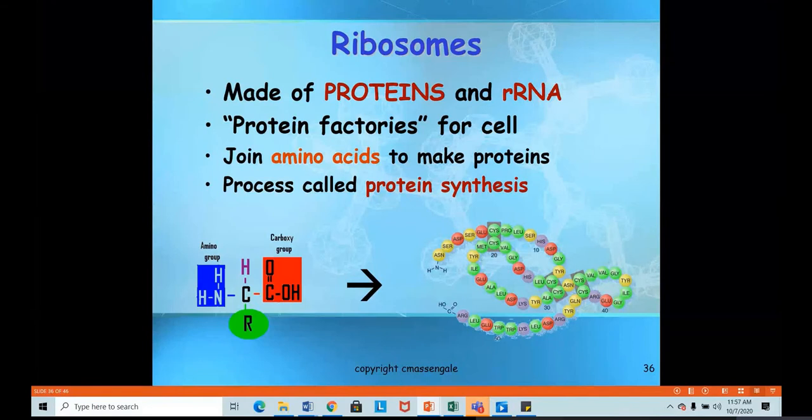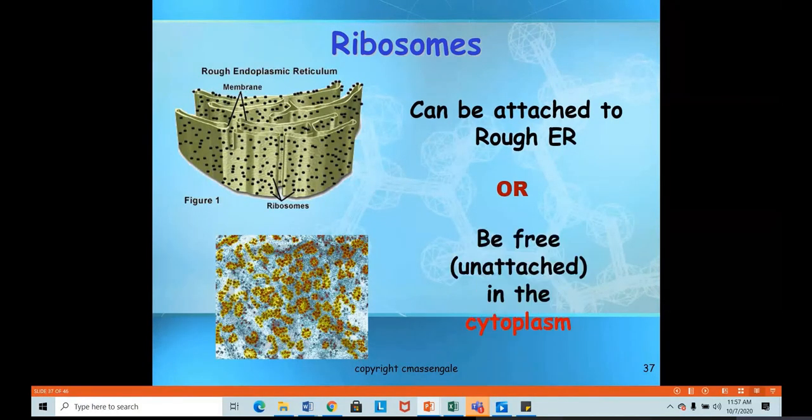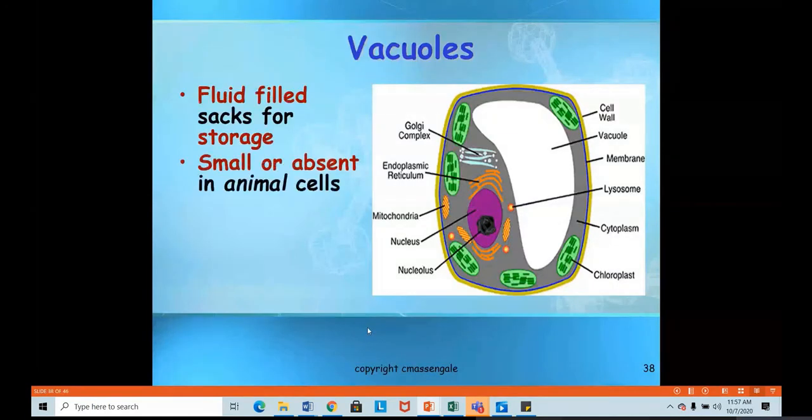The ribosomes are known as the protein factories of the cell, and they join amino acids to make protein. This is how you can see the amino group combines with the carboxyl group in order to make the amino acids and the proteins. So this is how the ribosomes are present on the rough endoplasmic reticulum. You can see in this picture, this is the ER, the endoplasmic reticulum, and the dots which you see on top of it are the ribosomes. If they are present on it, it is known as rough endoplasmic reticulum, or they are present freely in the cytoplasm like this. Okay, that's it about ribosomes.